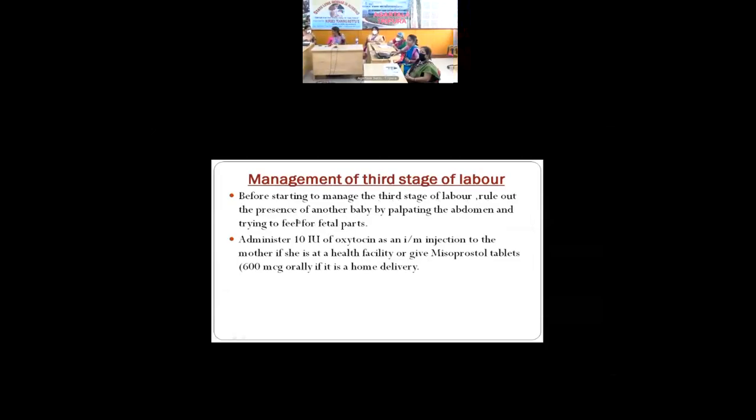Before starting to manage the third stage of labor, rule out the presence of another baby by palpating the abdomen and trying to feel for fetal parts. Administer 10 international units of oxytocin as an IM injection to the mother if she is in a health facility, or give misoprostol tablets 600 microgram orally if it is a home delivery.